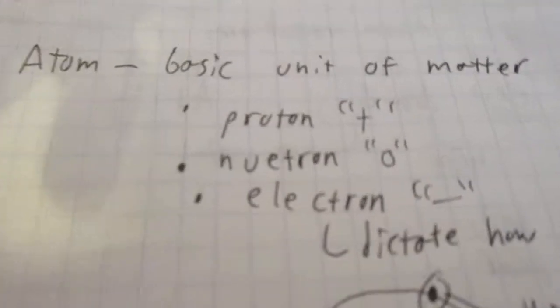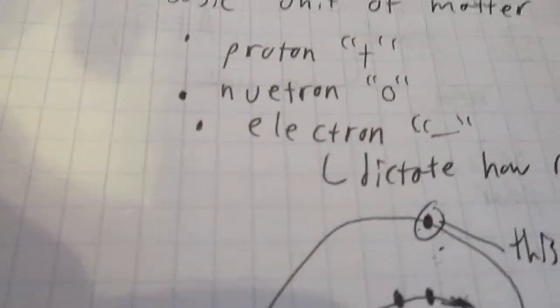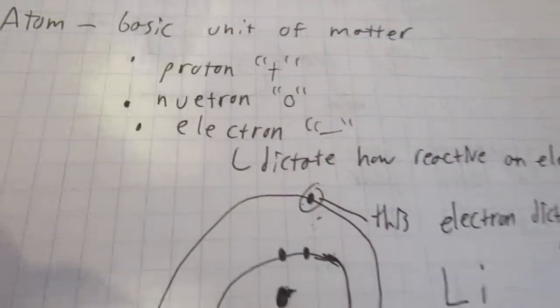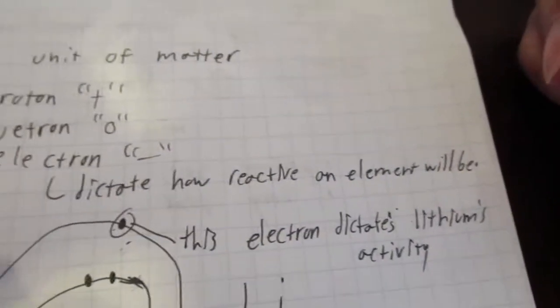So, an atom is the basic unit of matter. It consists of three subatomic particles: the proton, neutron, and electron. The electron dictates how reactive an element will be.